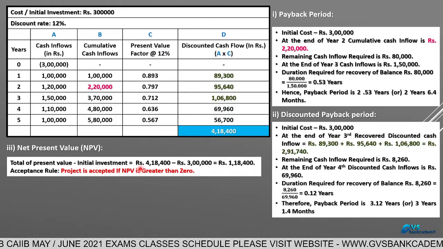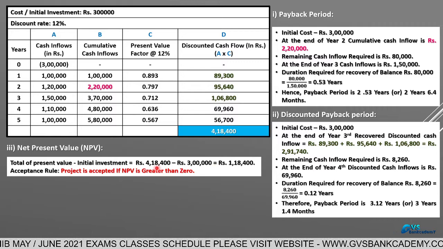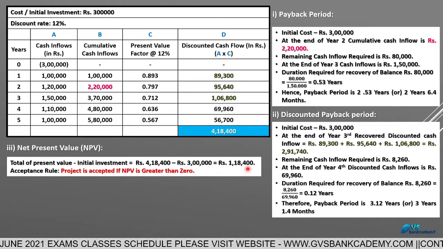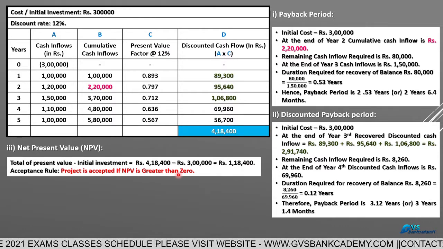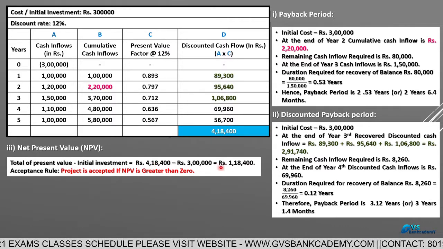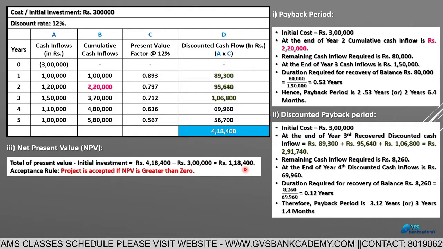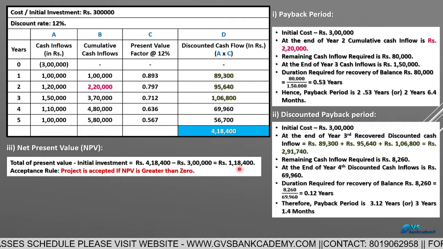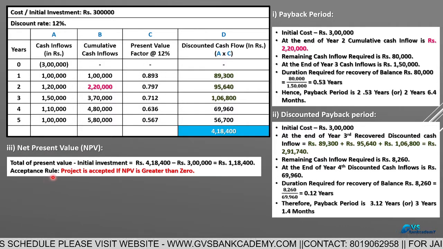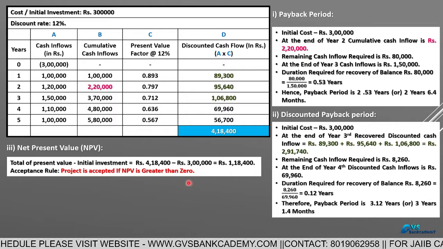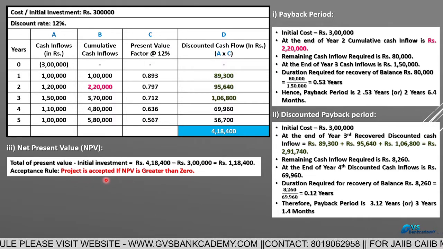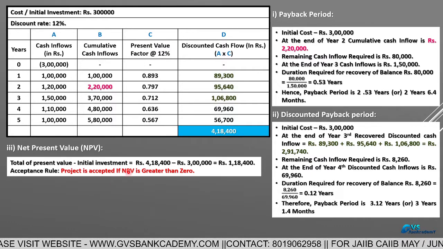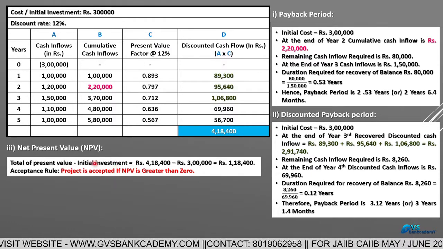It means the total of present value is more than the initial investment, so you will get a positive net present value. A present value greater than 0 means we are getting more return than this investment, more than 12% from this investment. That's why this is accepted. If the net present value is negative, then we cannot sanction, or we can decline the investment proposal or advances proposal.